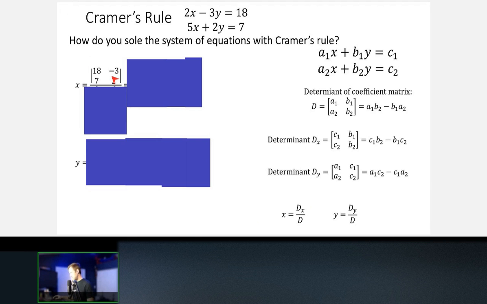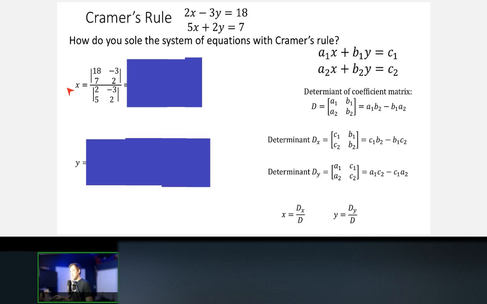So your work should have shown, remember, vertical bars means determinant. So you're doing the determinant of these numbers, right? That's your d sub x value. And then your determinant D is this matrix, right? So remember, vertical bars means determinant. Determinant of this matrix, determinant of this matrix.